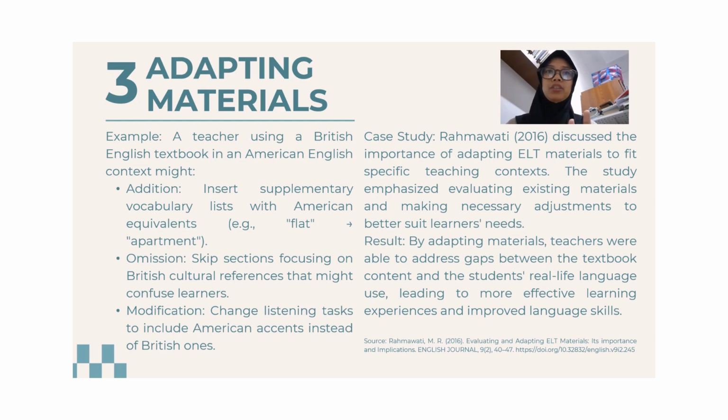And the second one is omission. Skip sections focusing on British culture references that might confuse learners. So we can omit parts of the materials that are not needed. For example, we can omit materials that are focusing on British cultural references because this can cause confusion in American students. And the last one is modification: change listening tasks to include American accents instead of British ones, because there are distinct accents between the British and Americans, and for Americans it is better to teach them in their native or local accent that is more familiar to them.